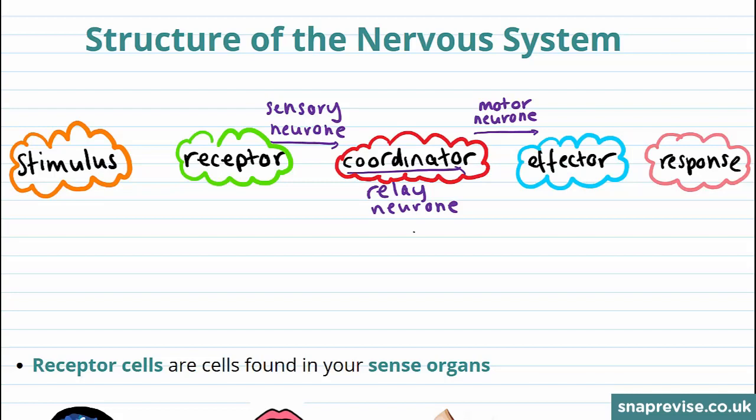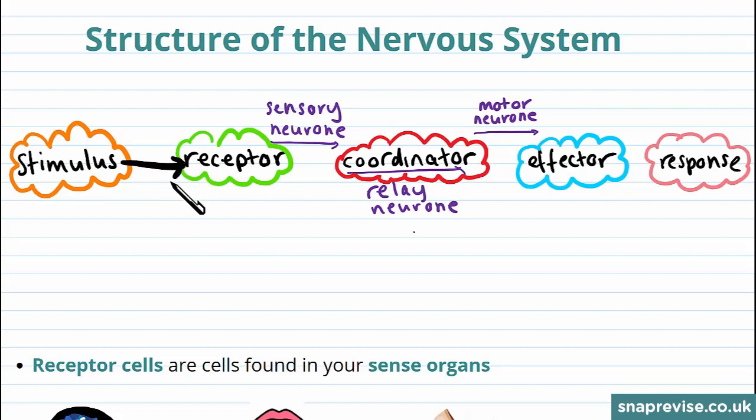So now we know how important the nervous system is. Now let's talk about the structure of the nervous system and how the structure enables it to fulfill its job. In the nervous system, information is transmitted from the stimulus. And remember, a stimulus is just a change in the environment.